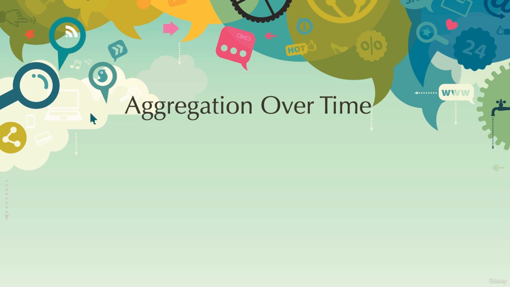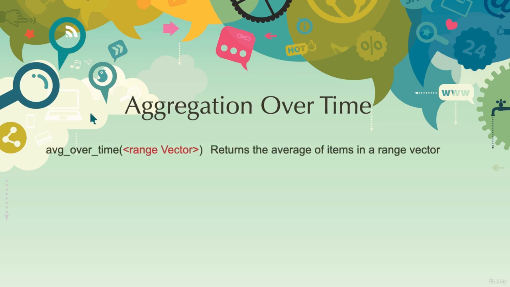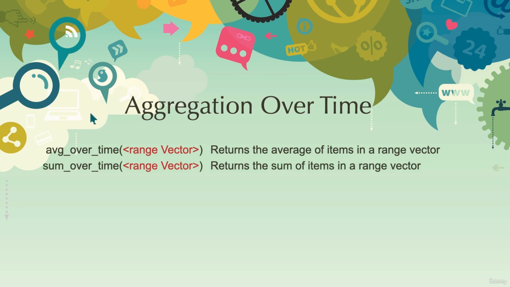The last set of items we want to talk about are called aggregation over time, because basically they are just the aggregation operators plus an over time. For example, average turns to avg_over_time, and what it does is that it returns the average of all the items in a range vector. So we know that average, AVG, works on an instant vector. If you have a range vector, you can use avg_over_time. For sum, instead of just saying sum, if you have a range vector, you have to say sum_over_time.